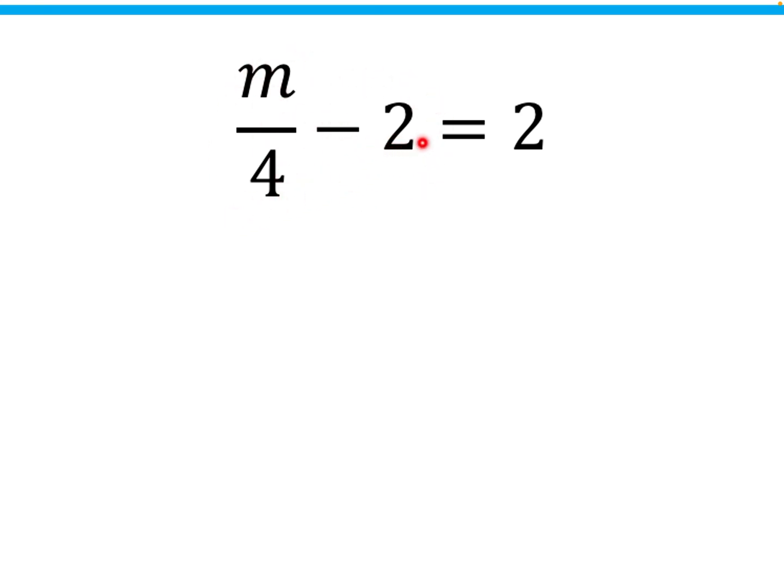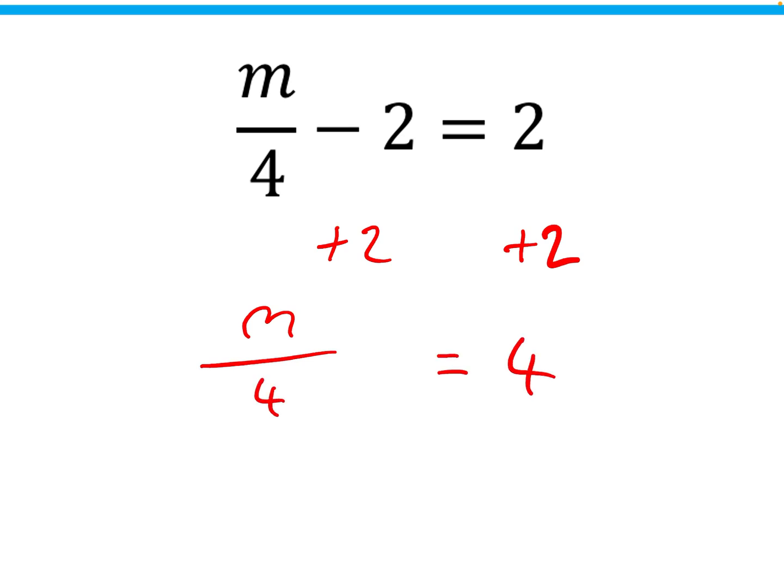So to get rid of this, I'm going to add 2. I'm going to do that to both sides. That leaves me with m divided by 4 equals 4. Now that I've got divided by 4, I'm going to do the opposite to remove it. So we multiply by 4, multiply by 4. That leaves me with m equals 4 times 4, 16. And there's my answer.